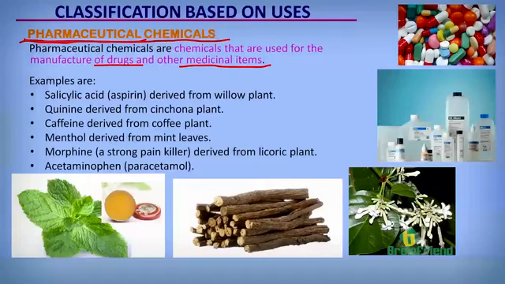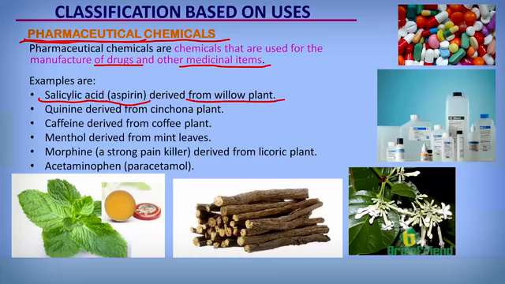Pharmaceutical chemicals, just like every other chemical, can be gotten naturally from the environment, and they can also be manufactured in the laboratory. So let's take a look at some examples of pharmaceutical chemicals. We have salicylic acid. Salicylic acid is the chemical that is used to manufacture the drug aspirin. Aspirin is a painkiller. And salicylic acid is gotten from the willow plant.